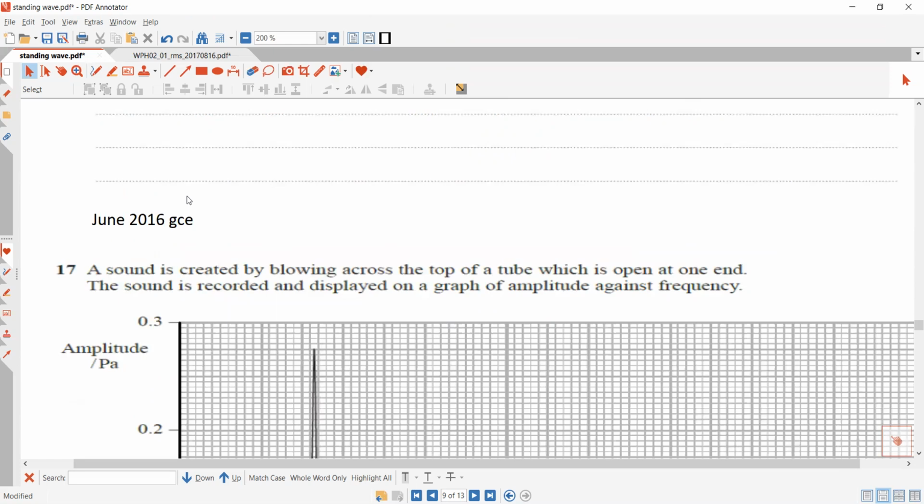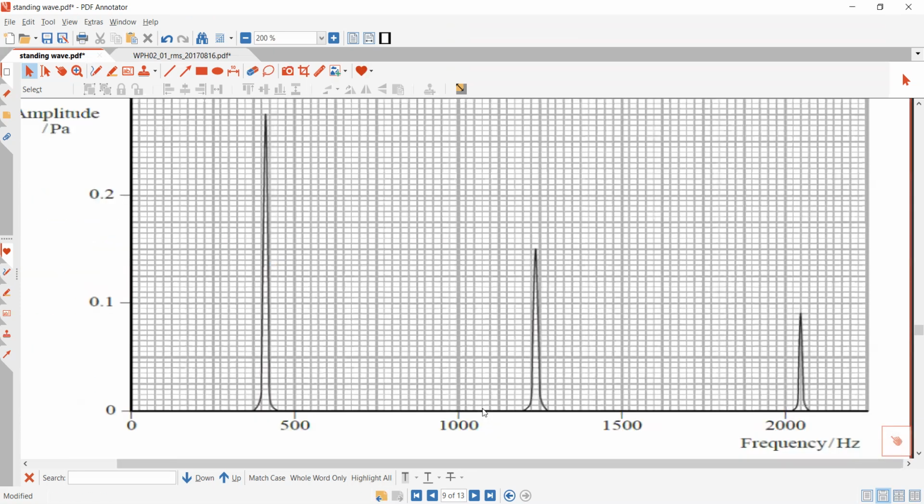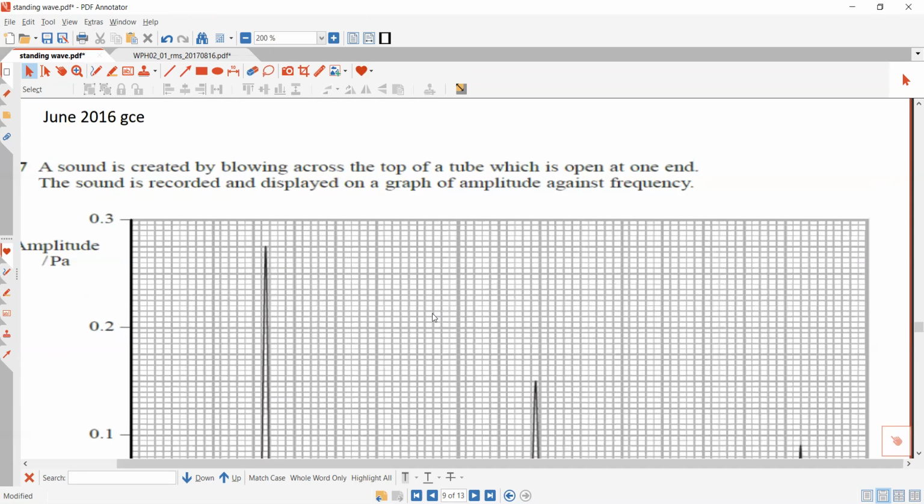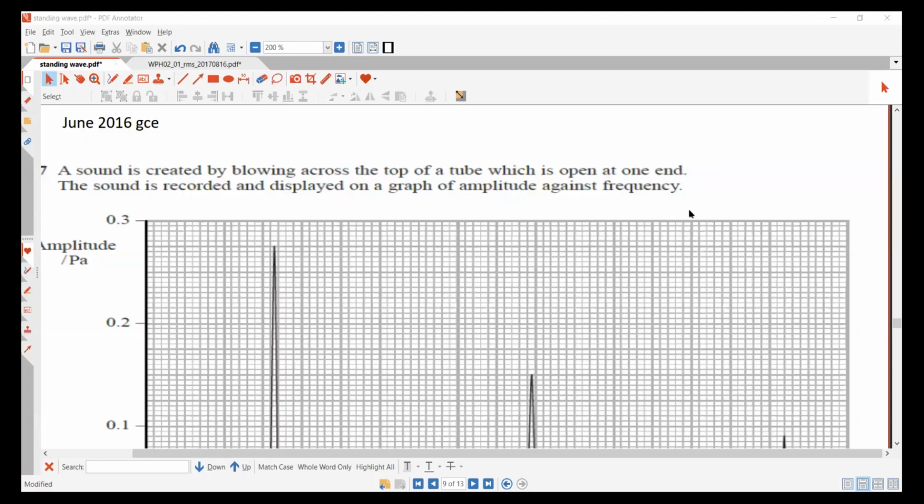Okay, a sound is created by blowing across the top of a tube which is open at one end. The sound is recorded and displayed on a graph, amplitude against frequency. Fine then, let's continue. So you have this amplitude against frequency, sound created by blowing across a tube. You know what is a tube, right? Is it an open tube or closed tube? Did they mention that? So this is open at one end. So it's a closed end tube. Open and closed end tube.